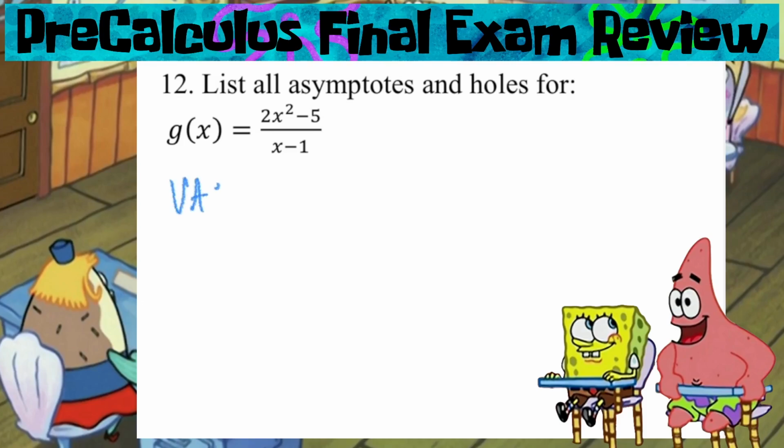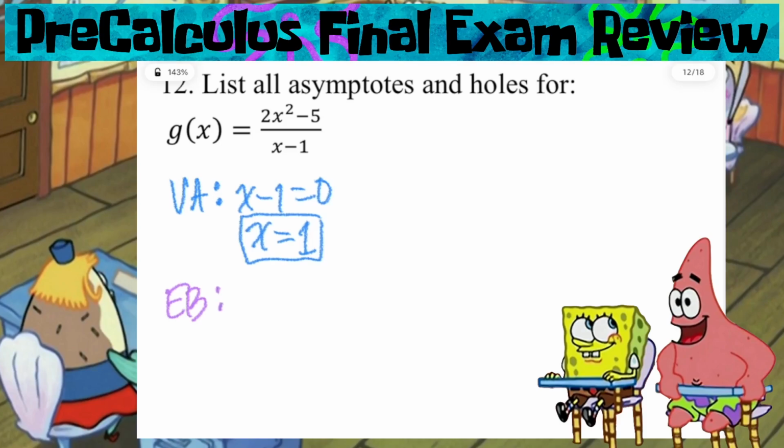Vertical asymptote you get by setting your denominator equal to 0. You do want to make sure that you remove any removable discontinuities. X minus 1 is not a factor of the numerator, very clearly, so I don't have to worry about crossing anything out. I would set x minus 1 equal to 0 and solve for x, so x equals 1 is your vertical asymptote. After that, my end behavior.